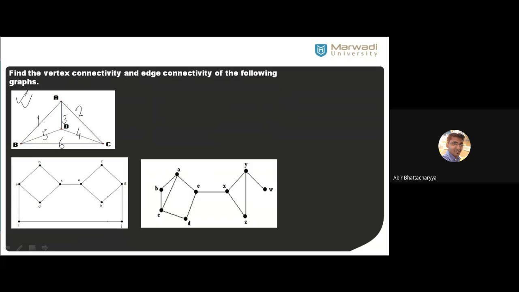Try to disconnect the graph in such a manner. If you remove a few edges, one edge, two edges, or three edges, maybe the graph gets disconnected.